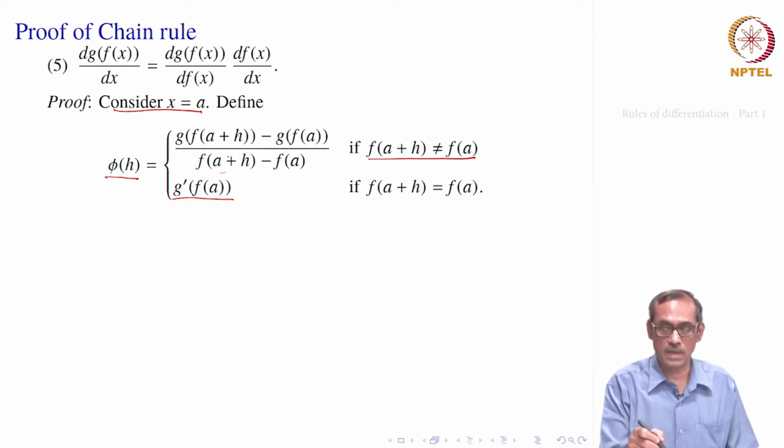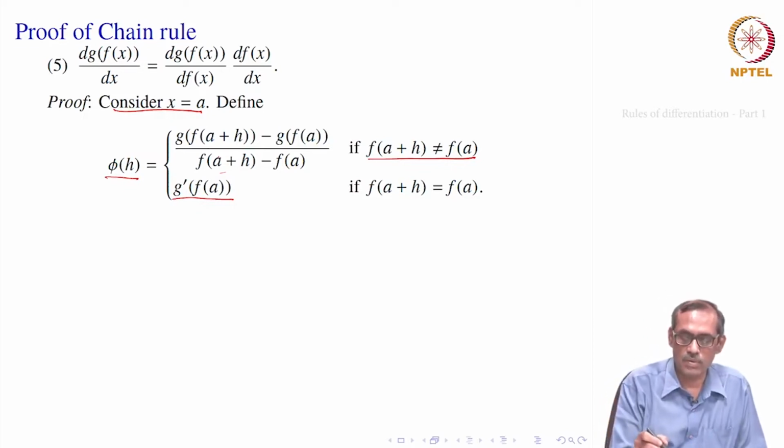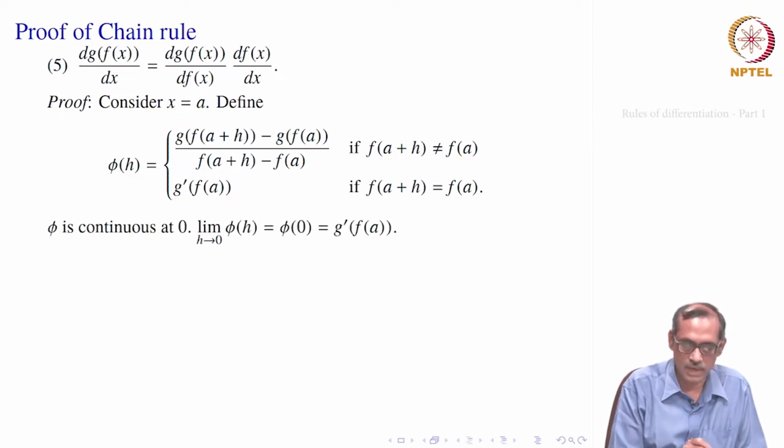So, our assumptions are obvious: g should be differentiable at this point f of a. That is of course there because of the implicit assumption that it is differentiable, then only we can find its derivative. So, we define this function phi of h equal to this if f of a plus h is not equal to f of a, and if that is equal, we take g prime of f of a.